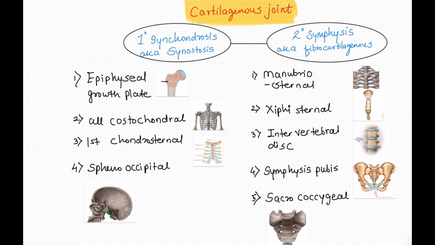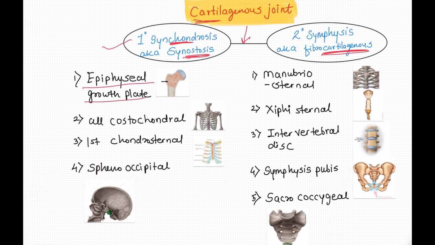Now the next type of joint is cartilaginous joint. Okay, so again cartilaginous joints are also divided into two types. One is primary synchondrosis, also known as synostosis, and then secondary symphysis, also known as fibrocartilaginous joint. Okay, cartilaginous joint means the name itself tells about their nature. In primary synchondrosis, also known as synostosis joints, examples are epiphyseal growth plate, okay, which is cartilaginous.